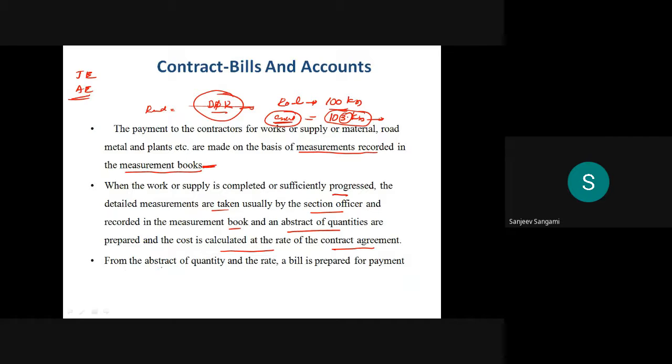Okay, so the contract agreement we already discussed: whatever rate he has quoted for the materials, whatever amount the agreement is made for, the same amount will be considered in the measurement book. Then after that the abstract of the quantities will be prepared. I already said how the abstract of the quantities will be calculated, or made in a tabular column. From the abstract of the quantities and the rate, the bill is prepared for the payment.